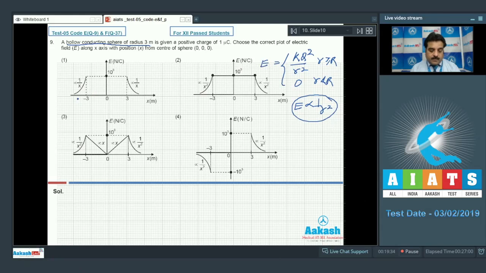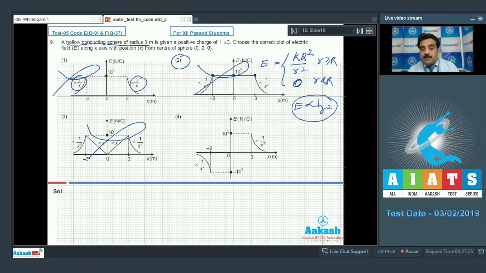So if I go for option number 1, you can observe there is no x square, so that will not be correct, right? If I go to graph number 2, it is showing the electric field is constant from center to circumference. No, because from center to circumference there is no electric field. So that will not be correct. Similarly, you can't select option number 3 because option 3 is showing some electric field from surface to center.